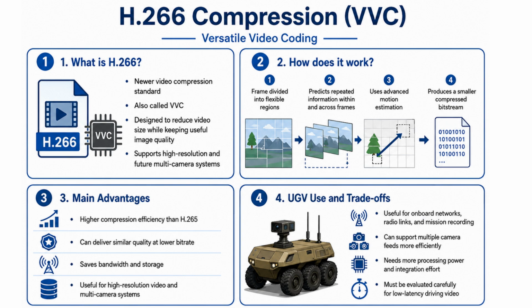For unmanned ground vehicles, H.266 could support more camera feeds, high-resolution surveillance, and longer mission recording. However, it requires more processing power and integration effort, and must be carefully evaluated for low-latency driving video.